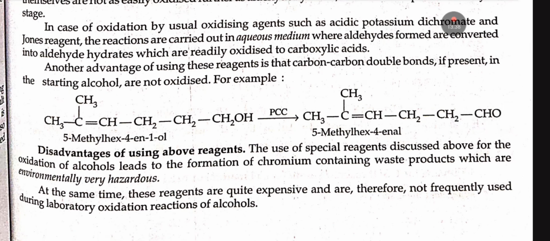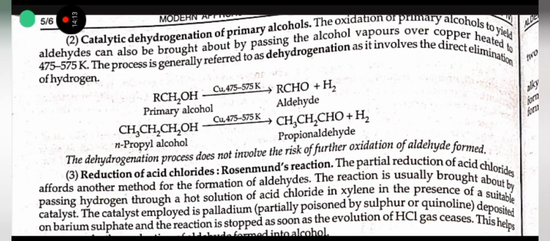Disadvantage of using the above reagents. The use of the special reagents discussed above for the oxidation of alcohol leads to the formation of chromium-containing waste products which are environmentally very hazardous. At the same time, these reagents are quite expensive and are therefore not frequently used during laboratory oxidation reactions of alcohols. Catalytic dehydrogenation of primary alcohol.